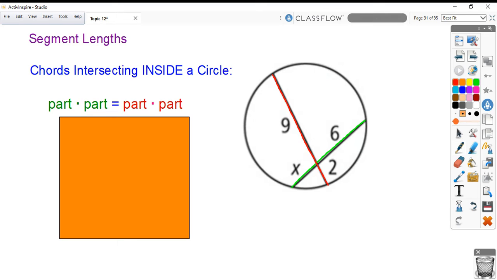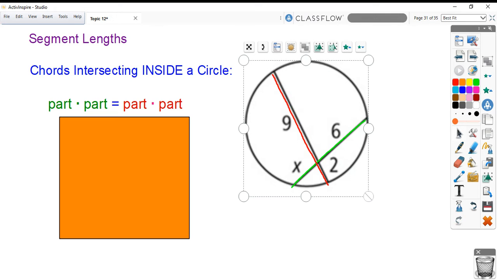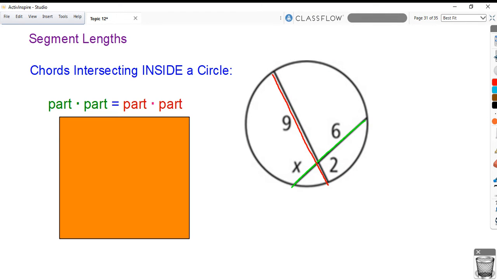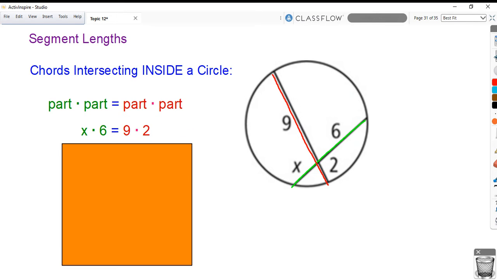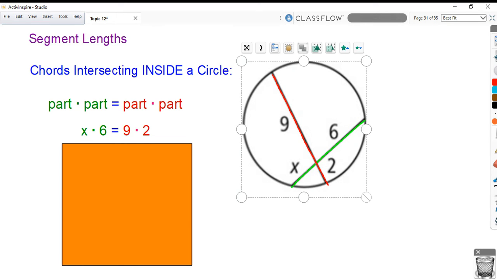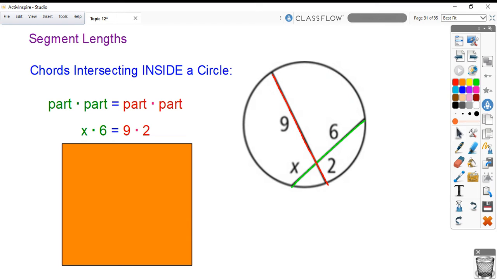According to our formula over here, it says green part times green part equals red part times red part. Let's talk about what I mean by that. Each of those chords has been split into two chunks. On the green chord, one chunk is 6 right here, one chunk is X. So green part times green part is X times 6. Red part times red part is 9 times 2. It's just talking about those two pieces that the chords have been split into. Pretty easy to follow, in my opinion.